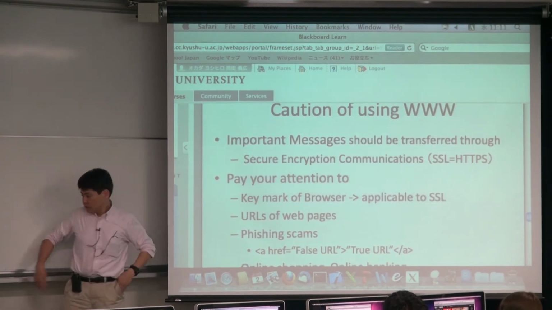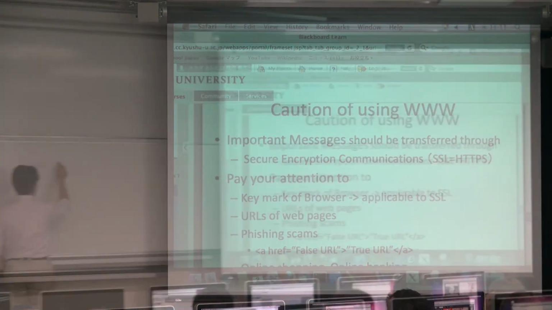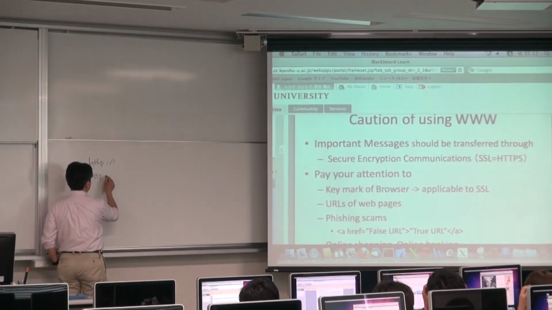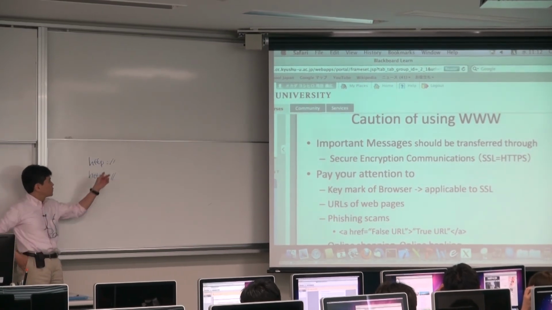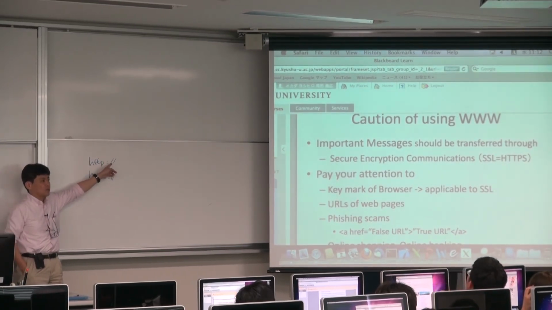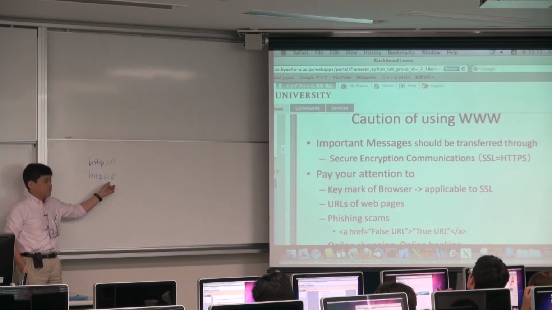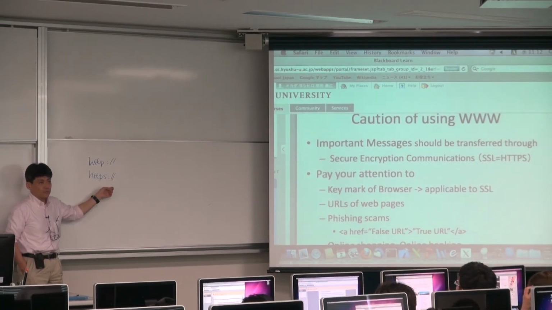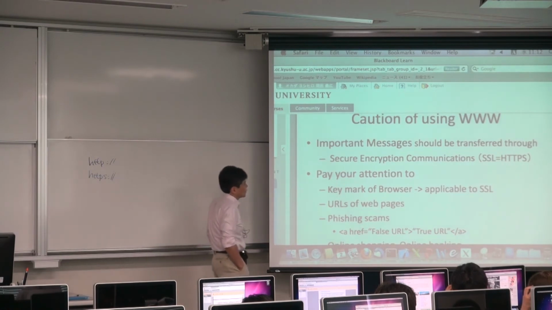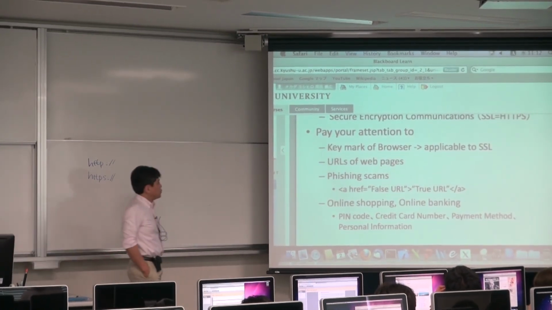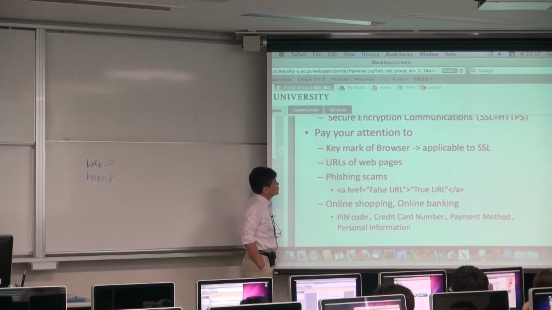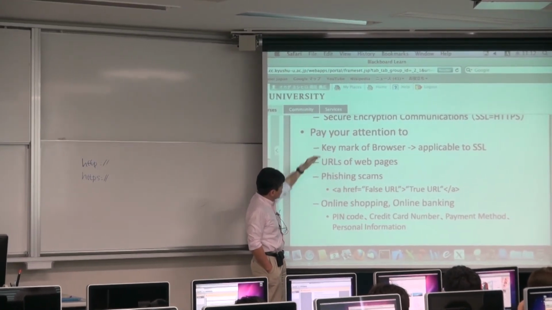So it's easy to check SSL or not. If the URL starts with http, this is a normal, not secure communication. However, provided that the URL starts with https://, this URL is a secure communication. Okay. So anyway, you have to pay attention to these things.